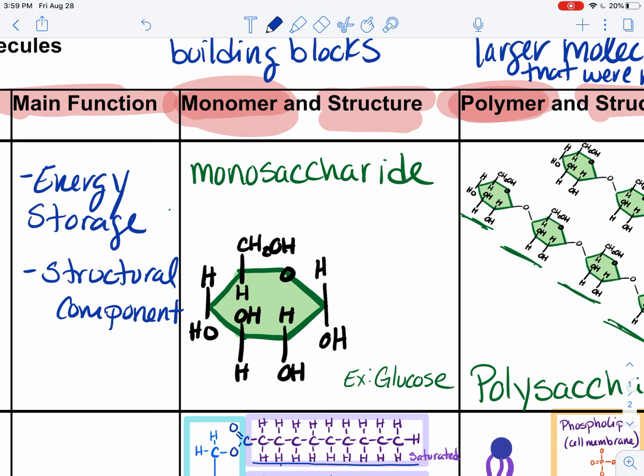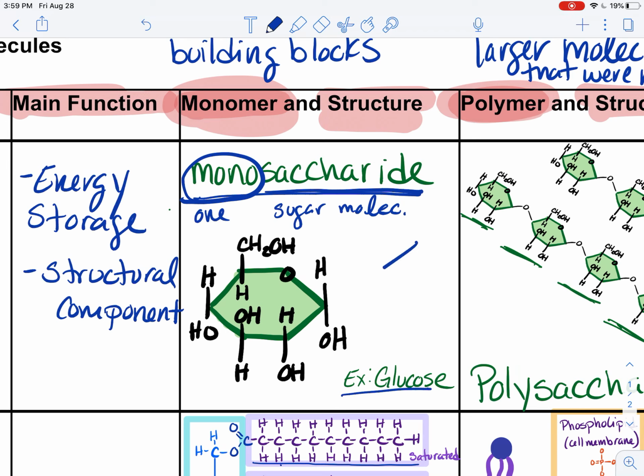So the building blocks of carbohydrates are monosaccharides. Mono means one, and saccharides are what we call sugars. So it's basically a single sugar molecule. This typically is pretty small. A really good example of this is glucose. So this here is a picture of glucose. You don't have to be able to draw this picture, but just be familiar with what the structure of a monosaccharide looks like. And so they all typically look kind of like this glucose molecule.